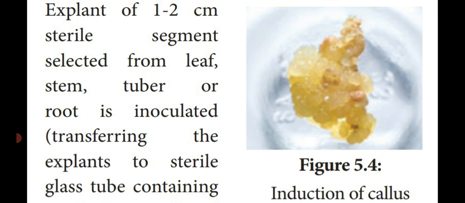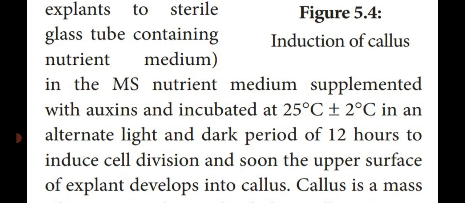So the leaf or stem or tuber or root is inoculated into the culture medium, which contains Murashige and Skoog medium with the growth hormones, auxins, and the room temperature is 25 degrees Celsius plus or minus 2 degrees Celsius. We have seen this in the previous culture condition. And the photo period, what is the photo period? We have to give dark and light period, that is said to be photoperiodism. Here, light and dark period for 12 hours to induce the cell division.